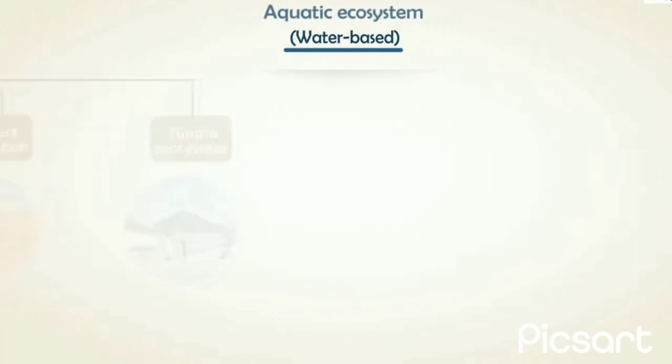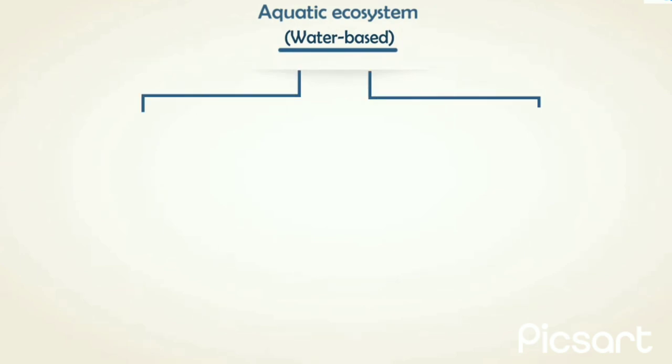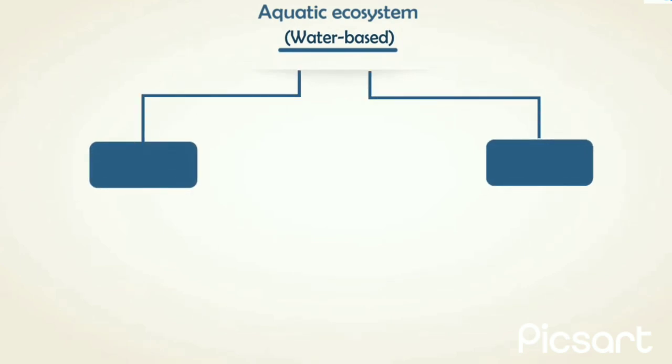Now let's explore the aquatic ecosystems. We all know that there are two main types of water based on salt concentration. Even the ecosystems are classified based on the same. Can you recollect them? They are the marine ecosystem and freshwater ecosystem.